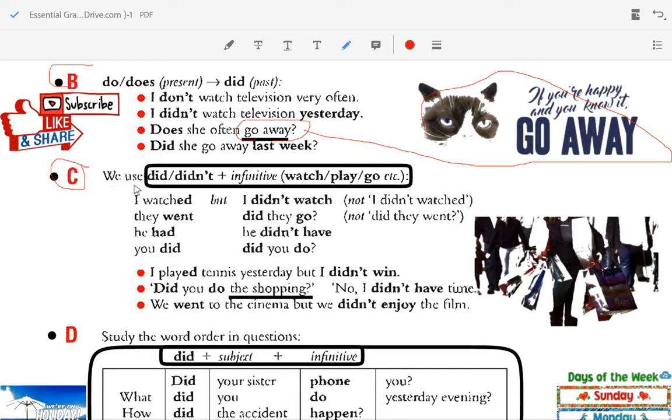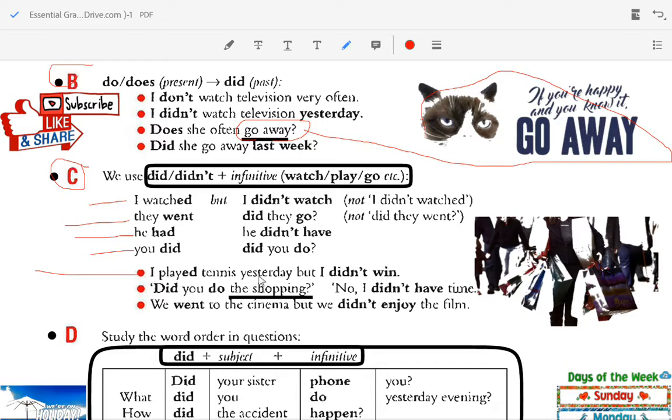C. We use did, didn't plus infinitive: watch, play, go, etc. I watch it, but I don't watch. Not I didn't watch it. They won't. Did they go? Not did they went. He had, not he hadn't had. Did you go?